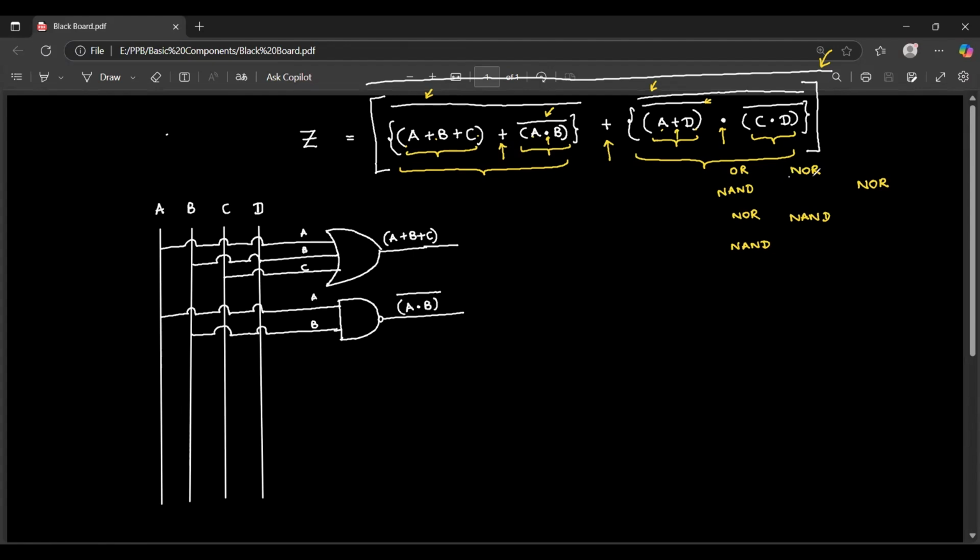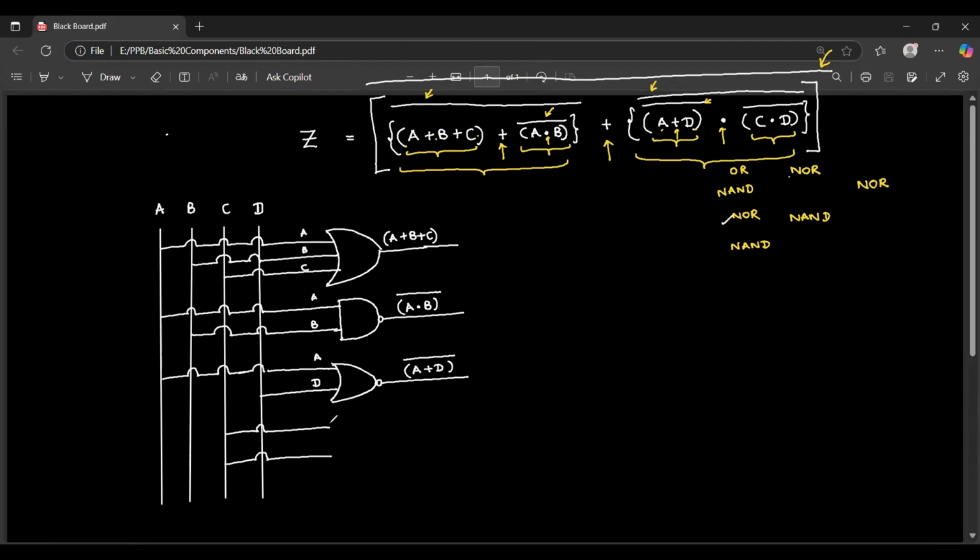Okay. Before we go to the second layer, we'll just finish all the first layer things. Here we have A plus D whole thing bar, which means they are passing through NOR gate. We have already drawn the mind map. So we need A here, and then we have D. So A and D are passed through a NOR gate. Then we have C dot D whole thing bar, which means C and D are passing through a NAND gate. Very good.